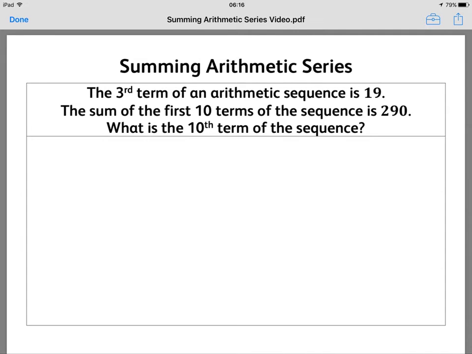Right, we're looking at summing arithmetic series here, and there's a formula you kind of need to remember because you're not given it. And this is on the IGCSE, I should add. And you've got one at the front as well. Now, I'm going to use the information here.